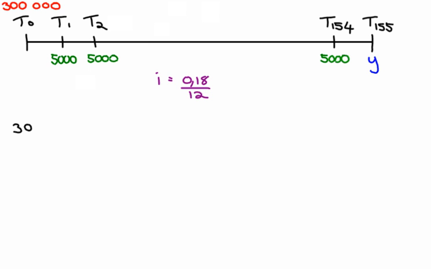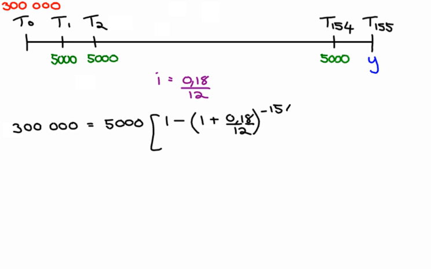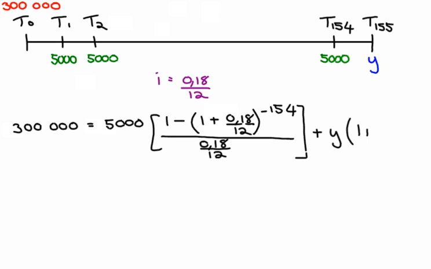So our 300,000 is equal to, so I've got my present value for this 154 months, 5,000 times (1 minus (1 plus 0,18 over 12) to the negative 154) over 0,18 over 12. But now I'm also adding on the Y and taking away all its interest to get back to the present value, because that's another value that we're looking at. So plus our Y times (1 plus 0,18 over 12) taking it all the way back, so to the negative 155.